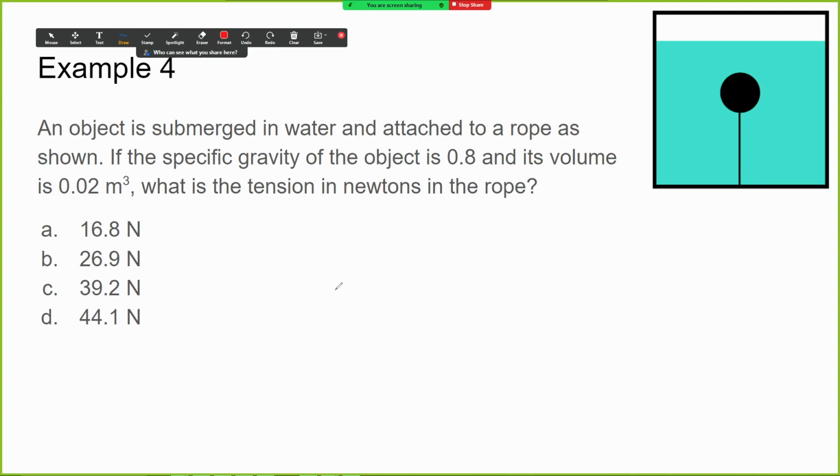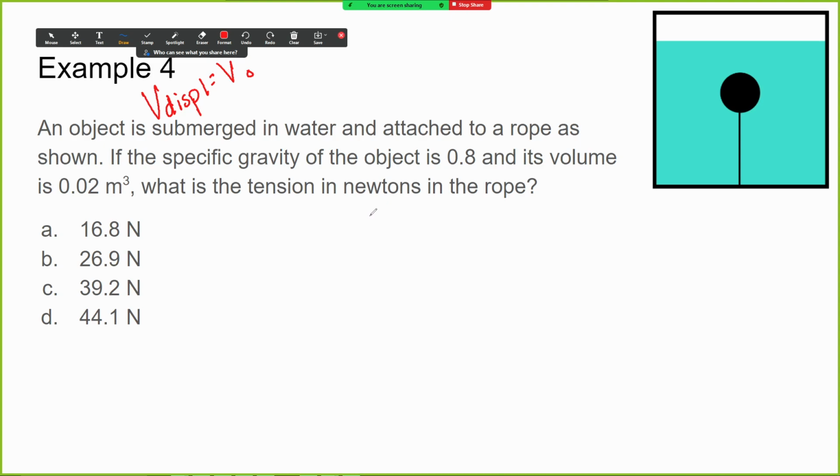So an object is submerged in water, so once again submerged in water, so I'm going to write this right away. The volume displaced is equal to the volume of the object, and it is attached to a rope as shown. So if the specific gravity of the object is 0.8 and its volume is 0.02 meters cubed, what is the tension in newtons in the rope?